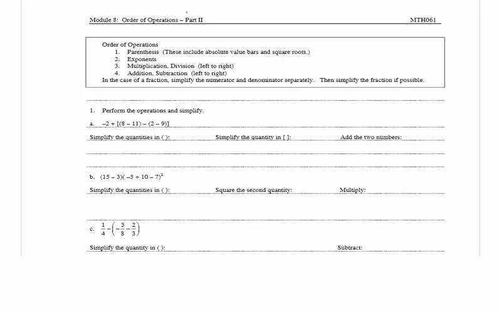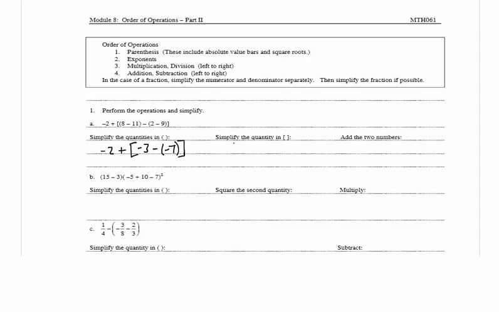First thing we want to do is simplify the quantities inside the parentheses. So we're going to have negative 2 plus, now we have 8 minus 11, and that's equal to negative 3, minus, 2 minus 9 is equal to negative 7.